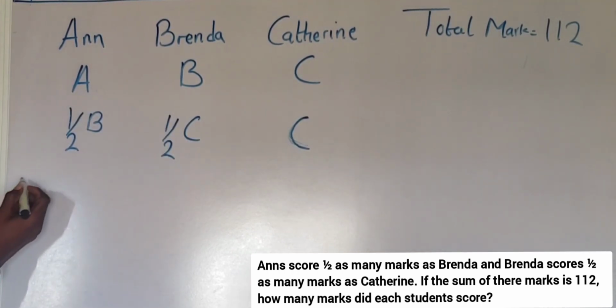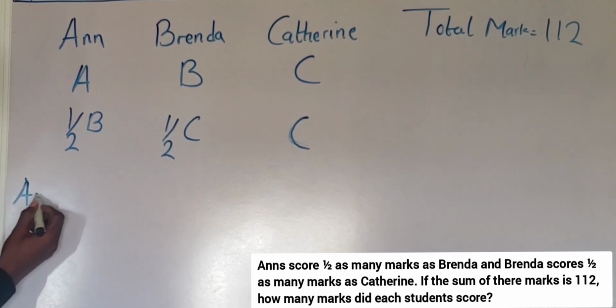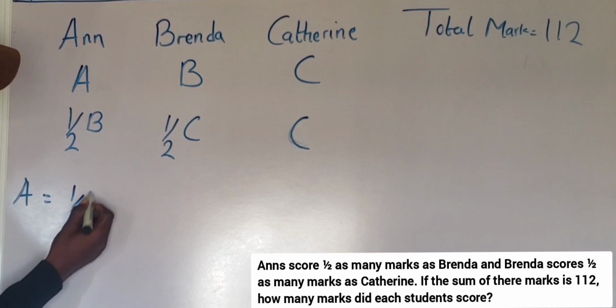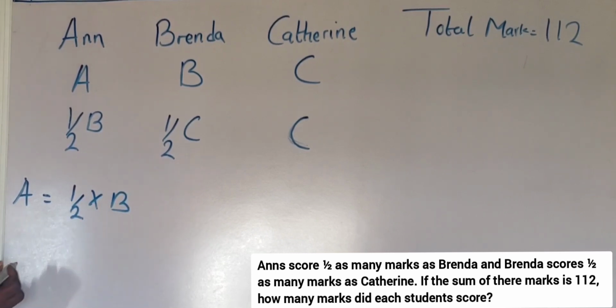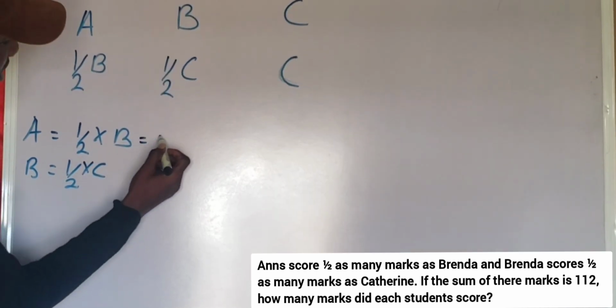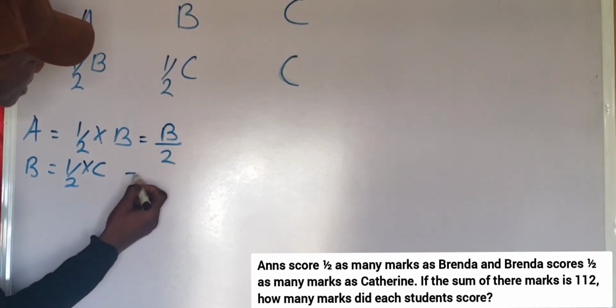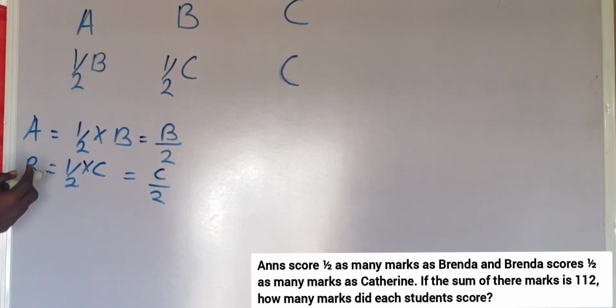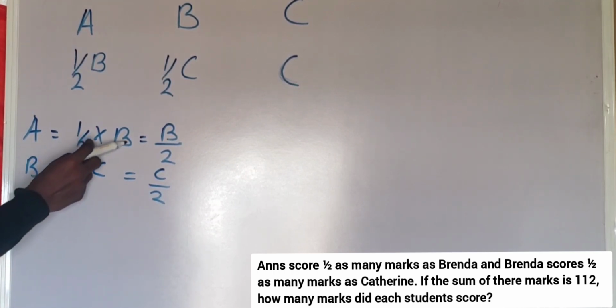So, Anne's mark is equal to 1/2 multiplied by Brenda's mark. And I know that Brenda's mark is 1/2 multiplied by Catherine's mark. Now, this is also the same thing as B/2, and this is the same thing as C/2. Now, if I want to substitute the value of B as what?